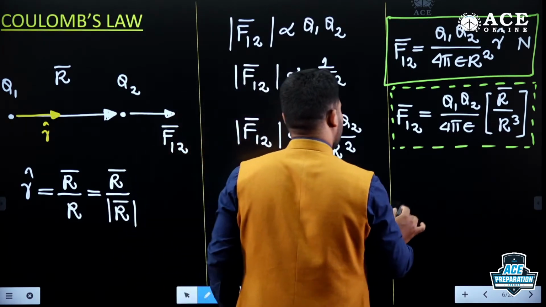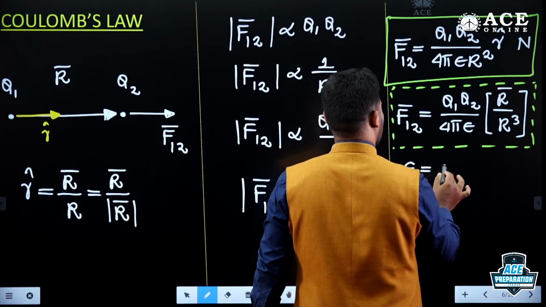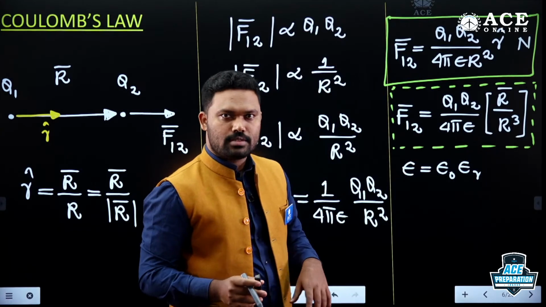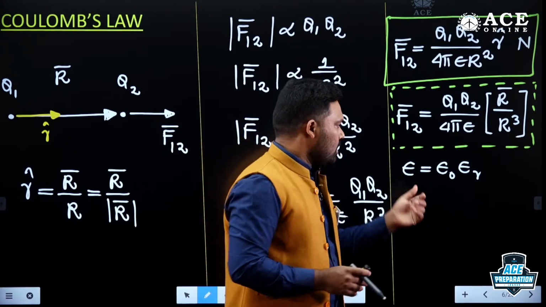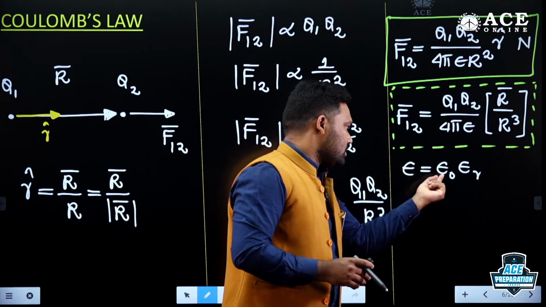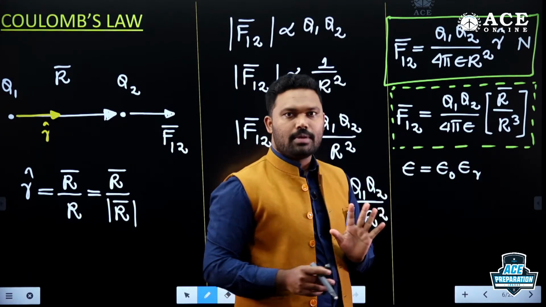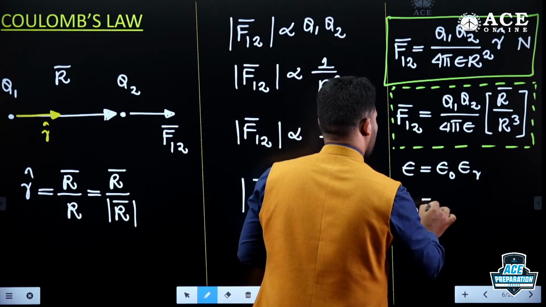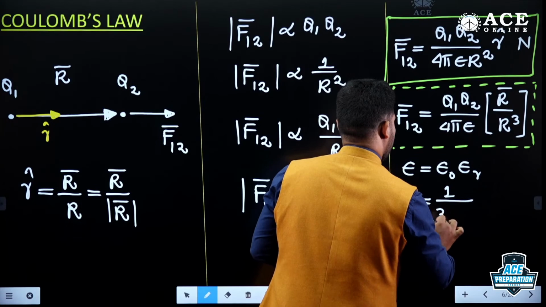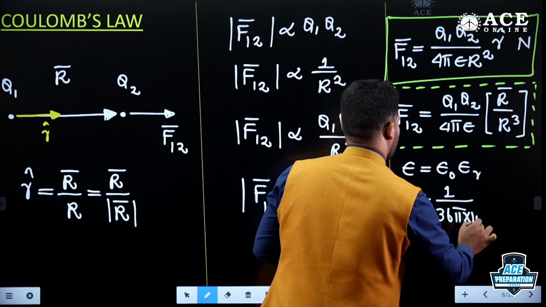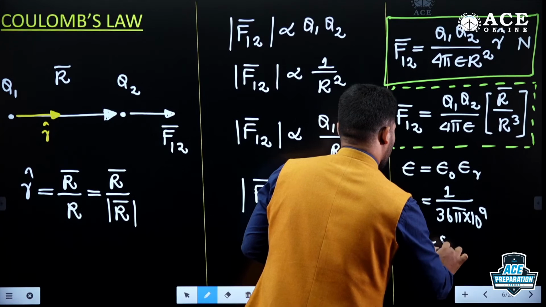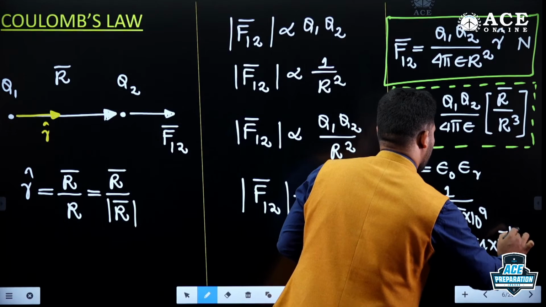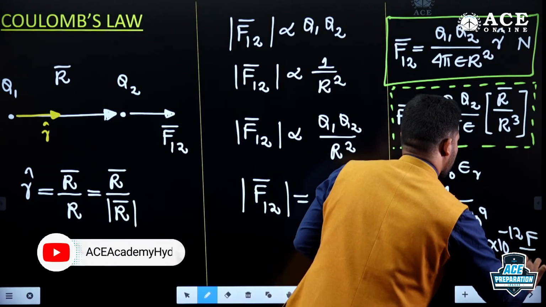And what is this epsilon? Epsilon is called permittivity. Epsilon is equal to epsilon naught epsilon r. This is a medium parameter. We should have a separate discussion of this one. This is called absolute permittivity. This is called relative permittivity. So what is this epsilon naught value? It is equal to 1 by 36 pi into 10 to the power of 9, or you can check, this will be 8.854 into 10 to the power of minus 12 farad per meter.